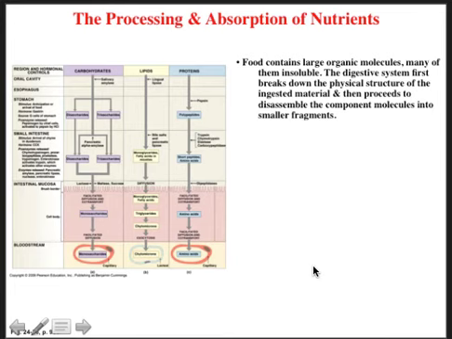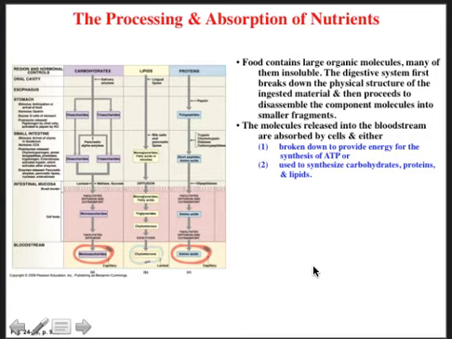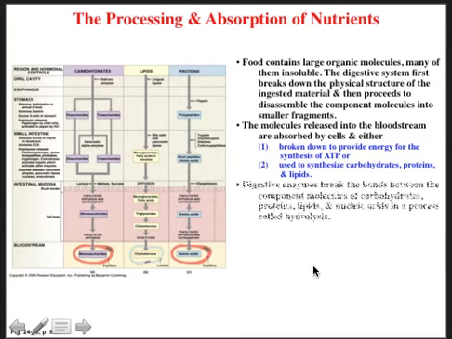Food contains large organic molecules. Many of them are insoluble in water. The GI first breaks down the physical structure of the ingested material and then proceeds to disassemble the common component molecules into tinier fragments. The molecules released into the blood are absorbed by cells and either broken down to provide energy for the synthesis of ATP or are used to synthesize carbs, proteins, and lipids.